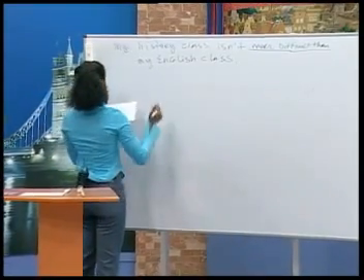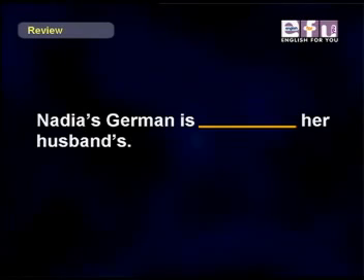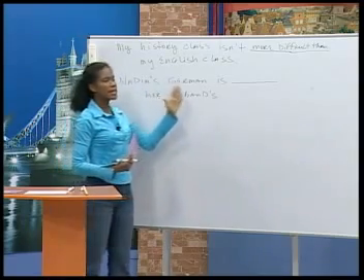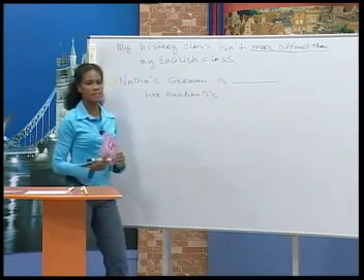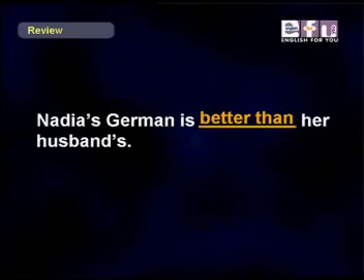Good. Now your second sentence, Linda. Nadia's German is her husband's. Your adjective this time is good. So Nadia's German is her husband's. Nadia always speaks German, so Nadia's German is better than her husband's.